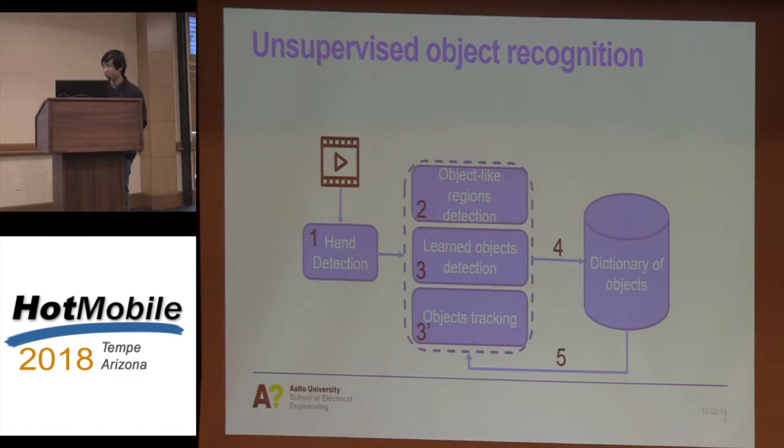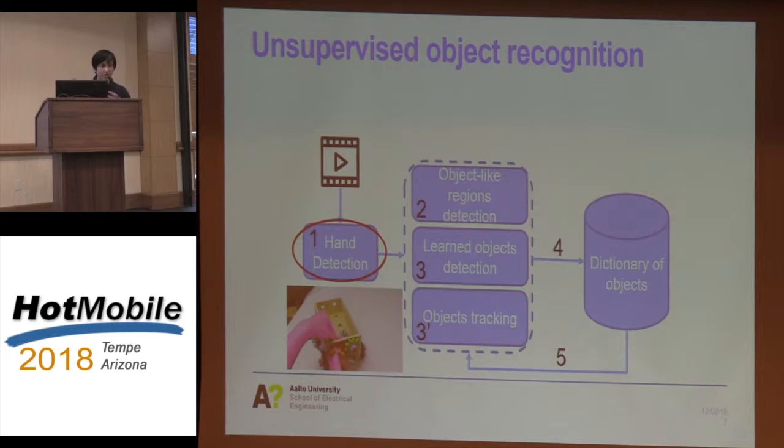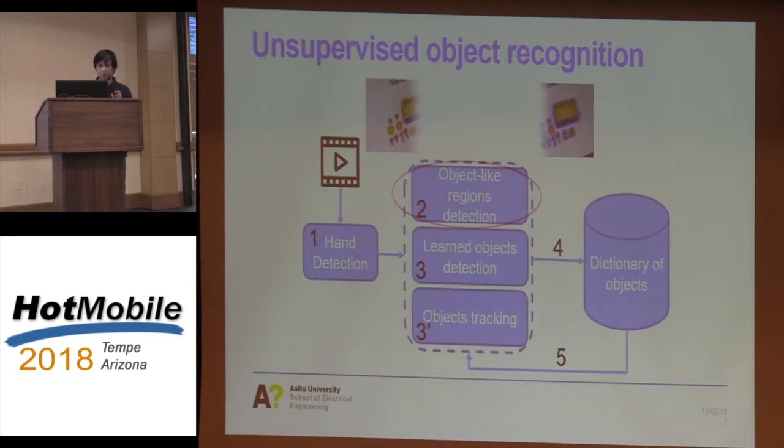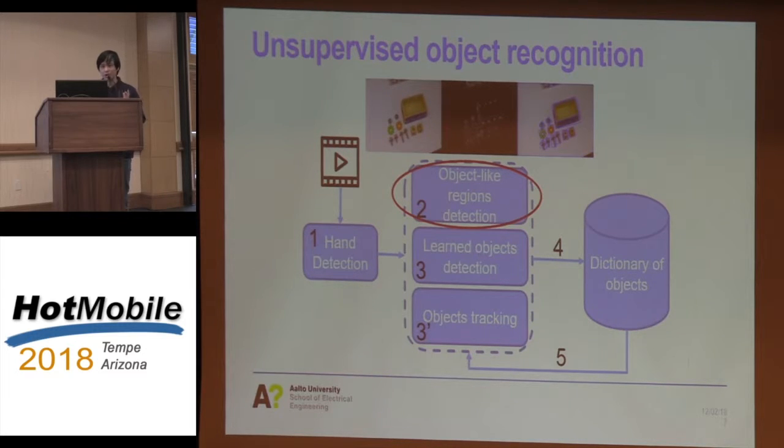So we use color-based hand detection to extract the hand region out of the scene, like the red region there, and the remaining region contains only the objects. Then we go to the next step, object-like region detection. This model is responsible for proposing as many object-like regions as possible, meaning regions with a high probability of containing an object. We use saliency detection and contrast instruction for this job. These models mainly propose new words or new object types for the dictionary of objects in our system.